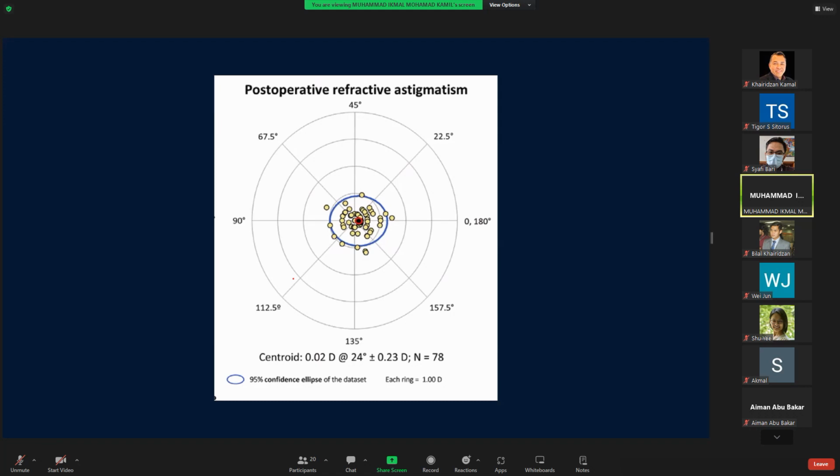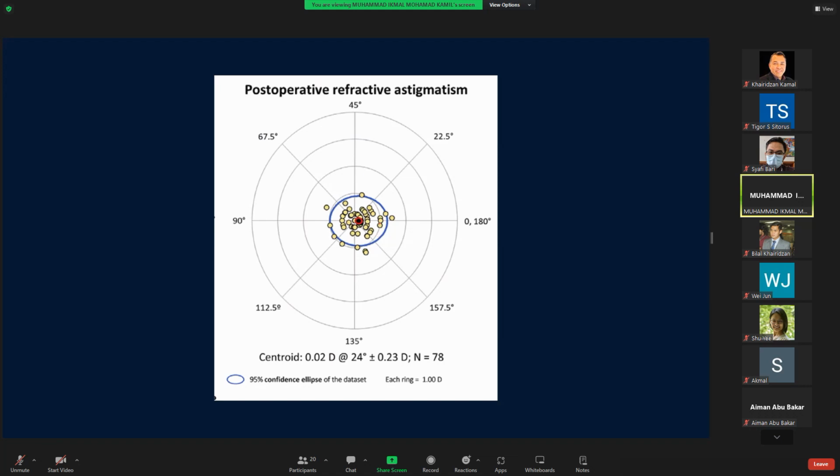All the data has a centroid, the central mean. The centroid is the mean magnitude as well as the meridian. So this is the number: 0.02 diopter at 24, the centroid, one figure only. And then the centroid is surrounded by the 95% confidence ellipse of the data set.